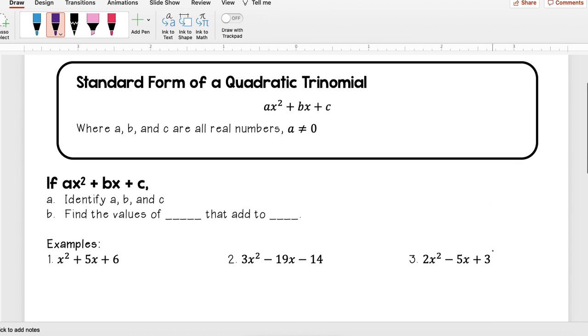So first it's important to know the standard form. Standard form of a quadratic trinomial is ax squared plus bx plus c. So I notice that my highest exponent is first, my x term is in the middle, and then my number is last. And a, b, and c are all real numbers.